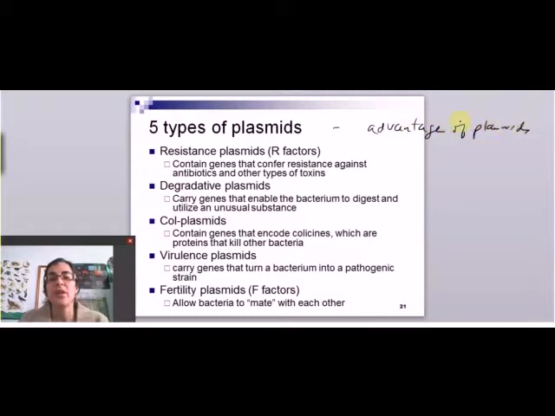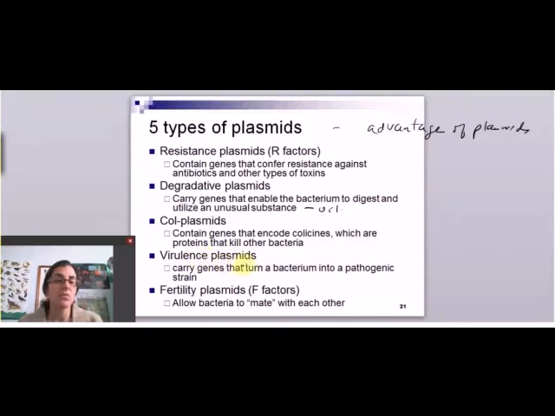So the first one is pretty obvious, resistance plasmids, or R factors. These are plasmids that carry genes that cause that bacteria to become resistant to antibiotics or other types of chemicals. Some plasmids carry genes that allow the bacteria to digest an unusual food source, like, for example, oil, which most bacteria can't digest. Some plasmids carry genes that allow the bacteria to make chemicals called colicines, that actually kill other bacteria. So this is a way to get rid of the competition near you.